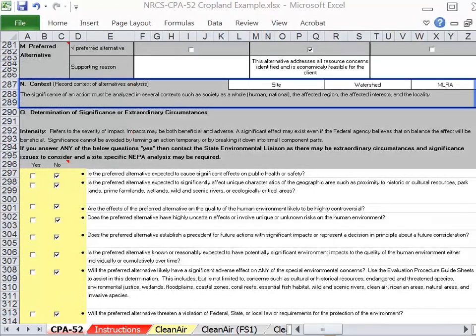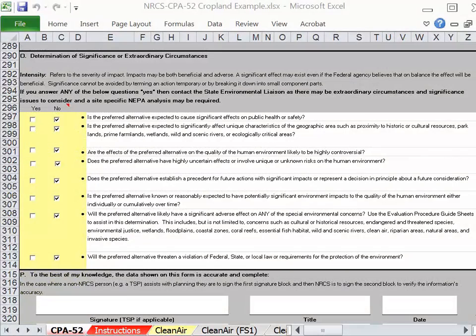Under Section N, Context, Marie documented how the proposed practices apply in several contexts. Here, Marie has indicated site, watershed, and MLRA. In Section O, Determination of Significance or Extraordinary Circumstances, Marie documented if any of the extraordinary circumstances were found to apply to the proposed action, and she found none.